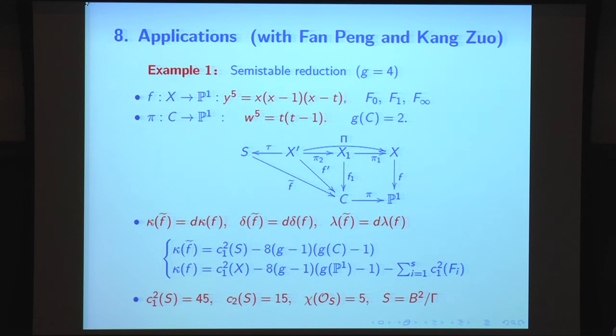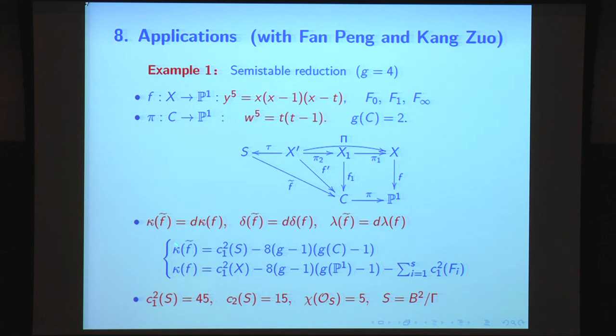For example, consider a family of curves defined by this equation, where t is the parameter. For this family, we have three singular fibers. If you consider a base change of degree 5, ramified over 0, 1 and infinity, the base change curve C is a genus 2 curve. And from the fibration, we can get a new fibration here. So you can easily compute the modular invariants for this one by using our formulas. Then the modular invariants can be computed by this formula.